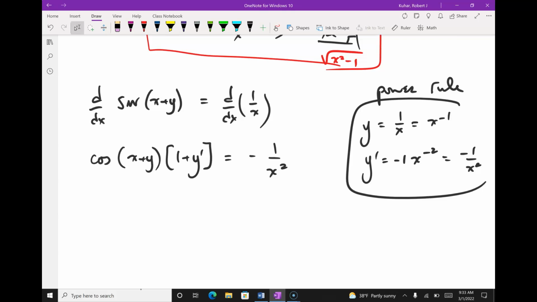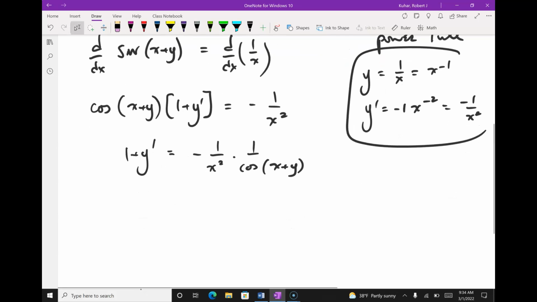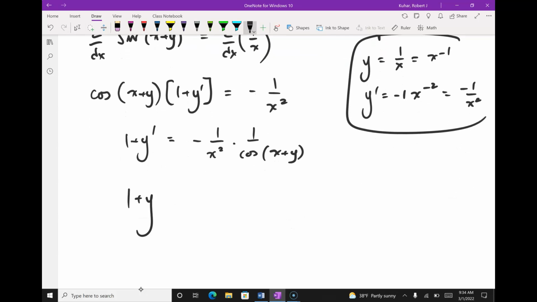I'm solving for y prime, so I could distribute the cosine, but it makes me work harder. I could divide here. So 1 plus y prime is negative 1 over x squared times 1 over cos of x plus y, which of course I could change to secant. Everyone agree?